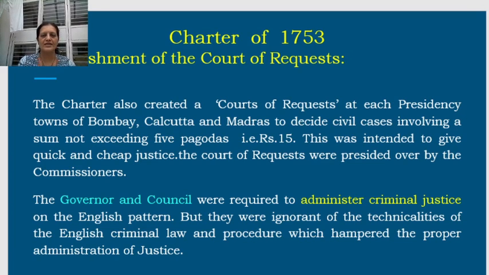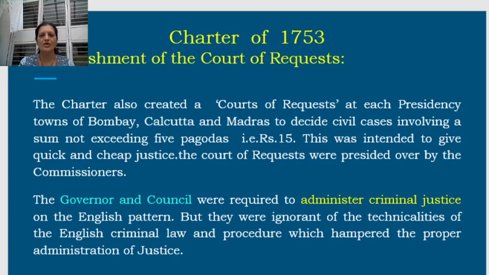The next provision was the establishment of the Court of Requests. The charter also created Courts of Request at each of the presidency towns of Bombay, Calcutta and Madras to decide civil cases involving a sum not exceeding 5 pagodas, that is rupees 15. This was intended to give quick and cheap justice. The Courts of Request were presided over by commissioners.